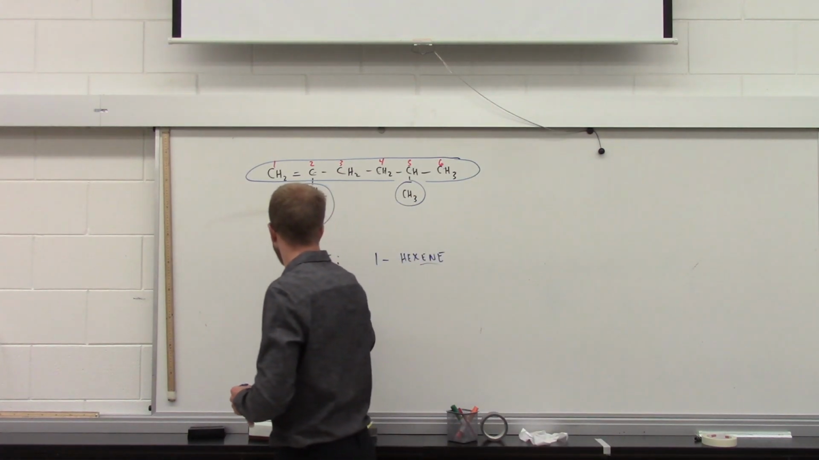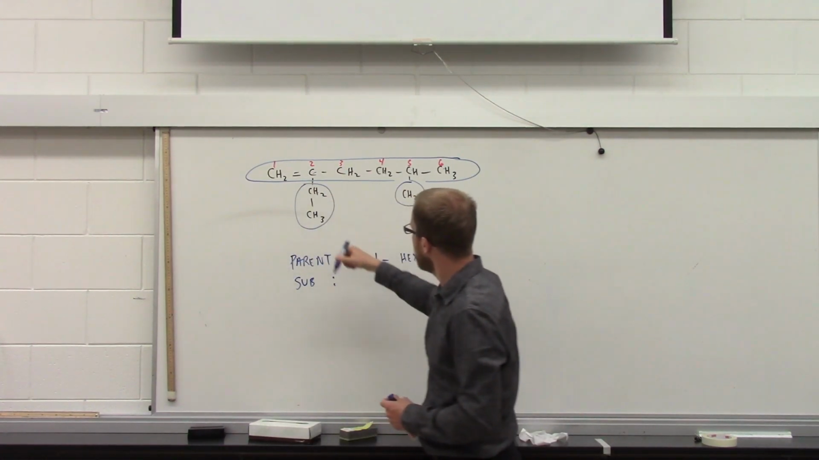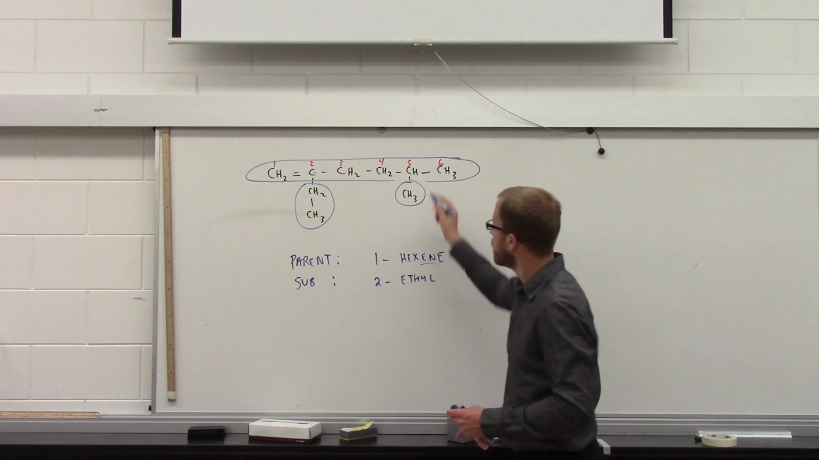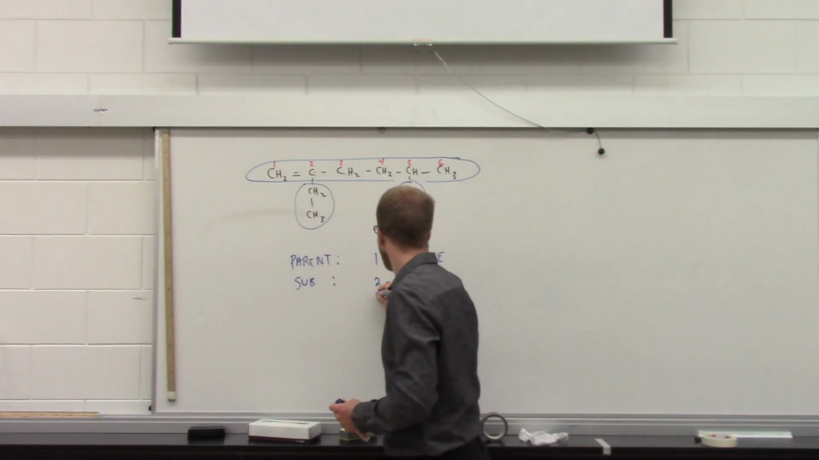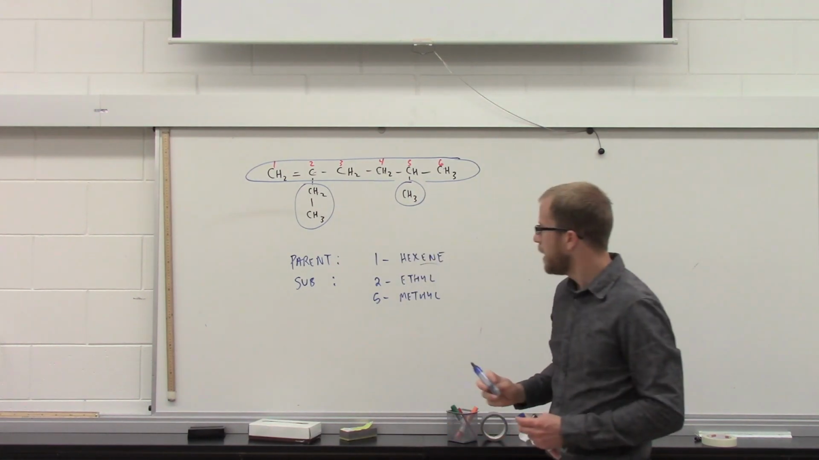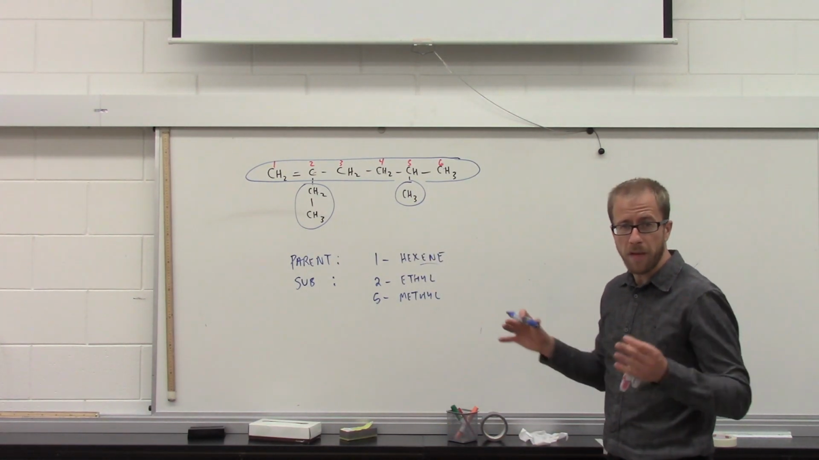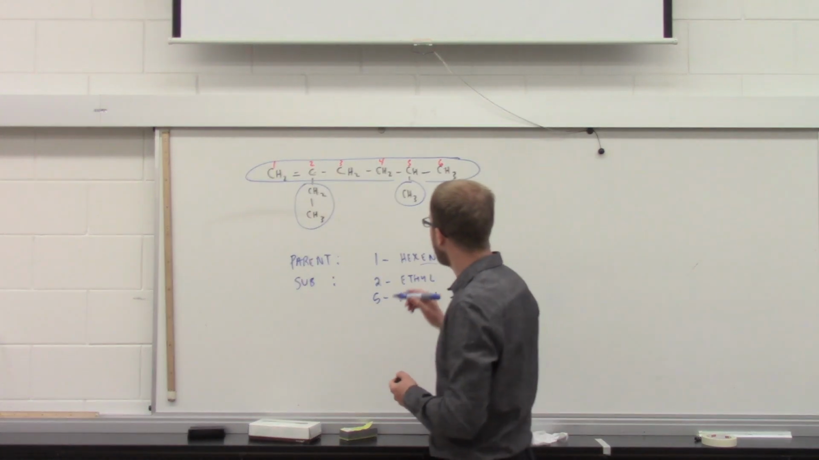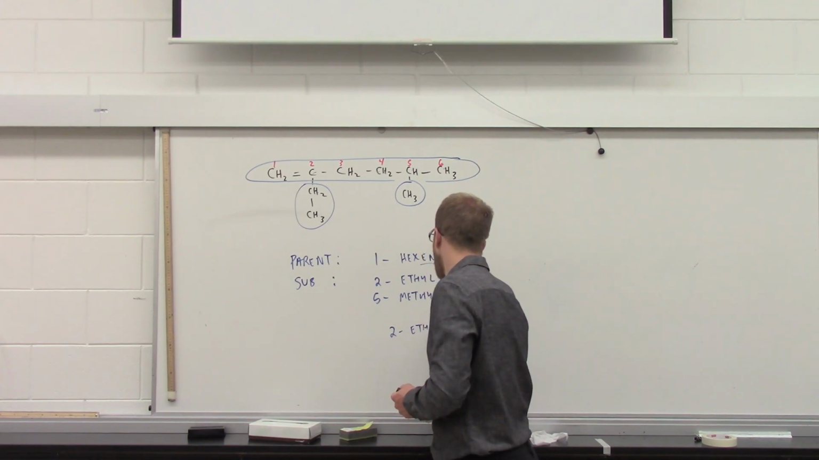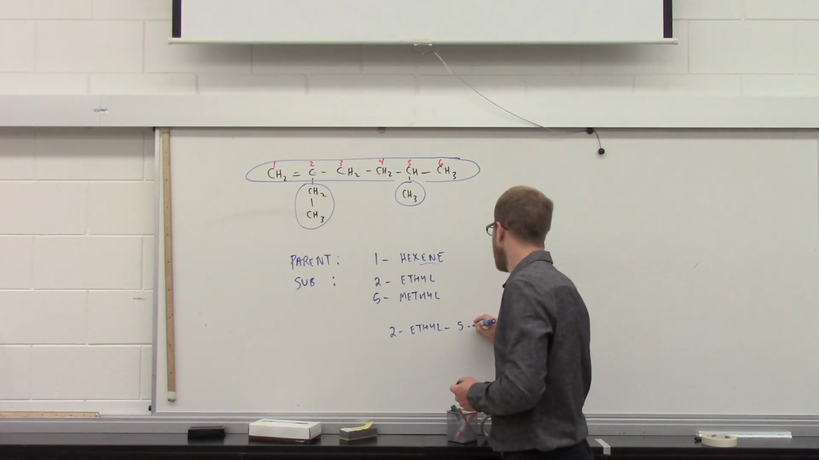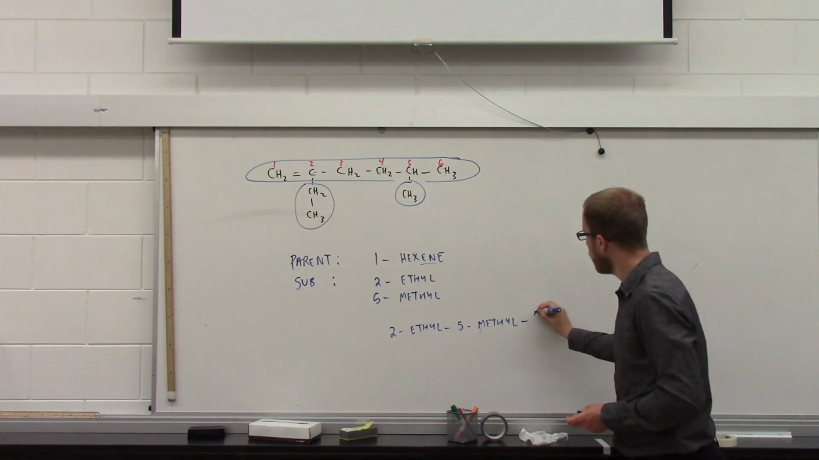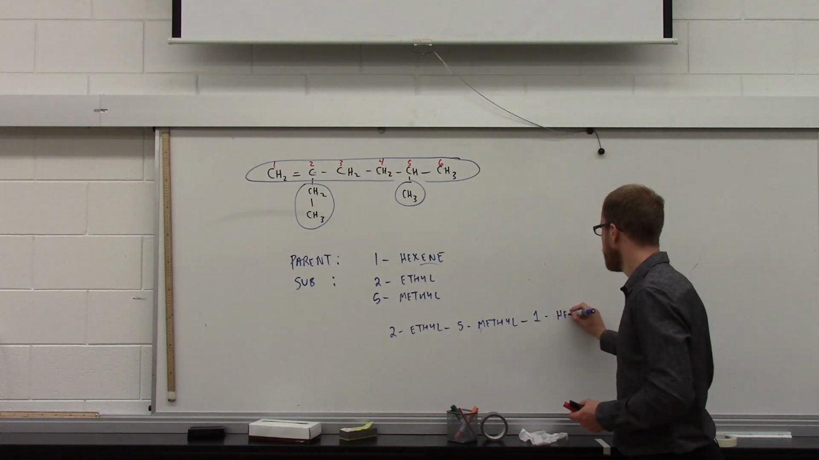Now what about our substituent groups? Well, we have one here at carbon 2, which is an ethyl group. And we have one here at carbon 5, which is a methyl group. And if we combine this all together, we get a final name of 2-ethyl-5-methyl-1-hexene.